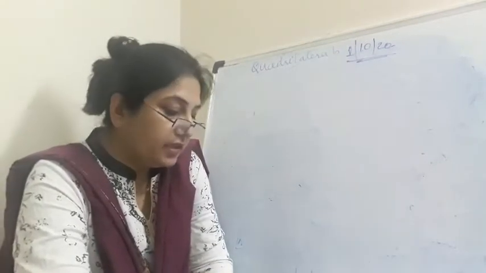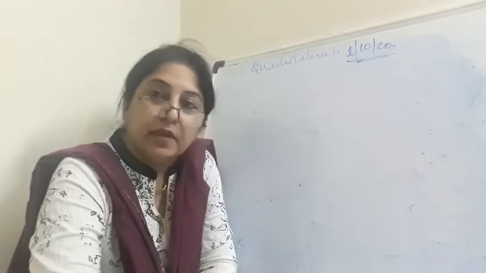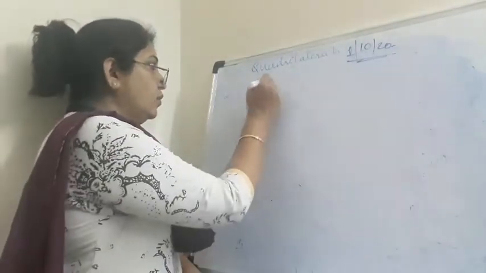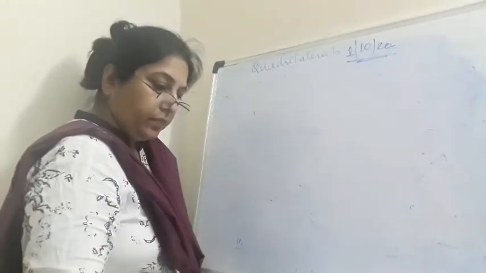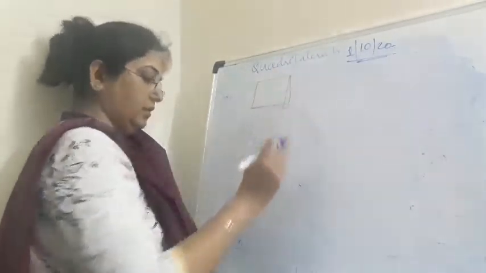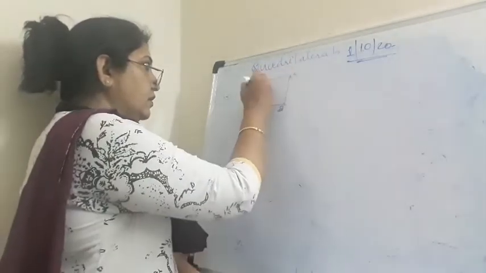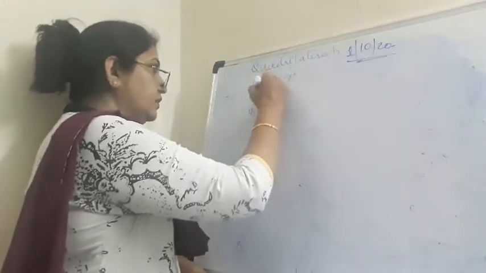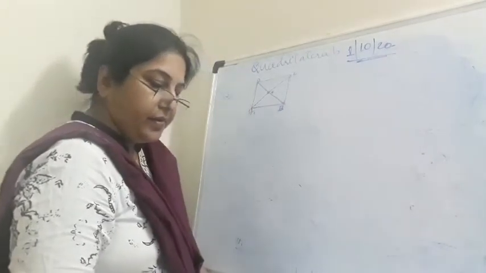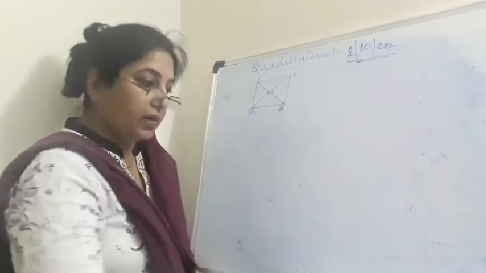Question number 3 says that if the diagonals of the quadrilateral are bisecting each other at right angles, then it is a rhombus. So I repeat the question: if this is a quadrilateral ABCD, the diagonals are bisecting each other, they are meeting at O firstly, and then you have to prove that this is a rhombus if they bisect each other at right angles. Okay, so you can understand the question once again.